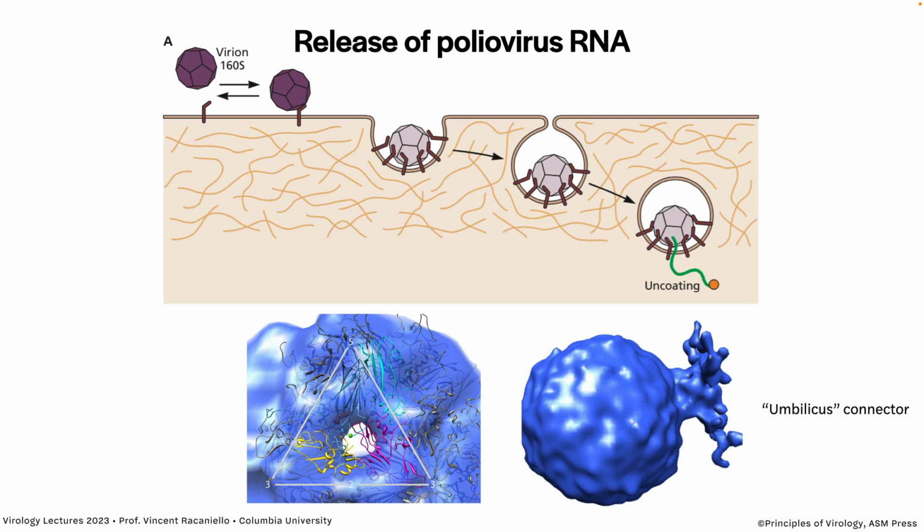And this, on the right, is a cryo-EM reconstruction of this pore. It's called the umbilicus connector. So here's the virus, and the endosome membrane would be just at the base of this umbilicus. So somehow the receptor causes a pore to be made through which the RNA then can come out, and it gets across the membrane by virtue of this pore.